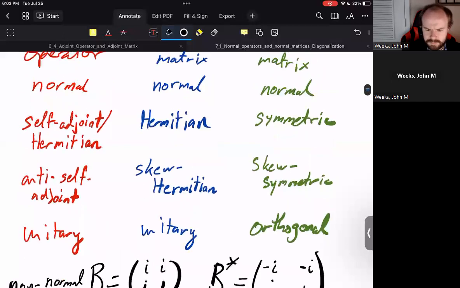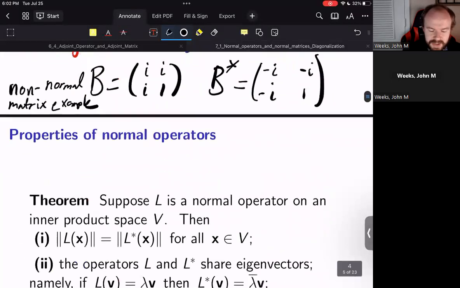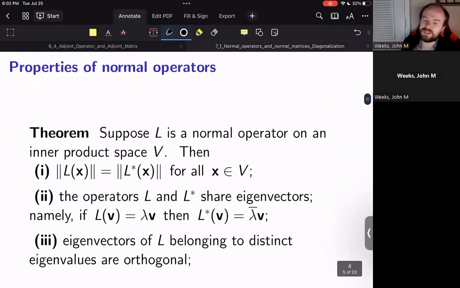Okay. So this kind of gets us started here with some examples of each of these types of matrices, as well as, soon we'll see, some types of operators that work well in terms of normal versus non-normal operators. Now, a couple of neat things happen here with normal operators. Here's a theorem that we'll go through and talk about step by step over these next few slides.